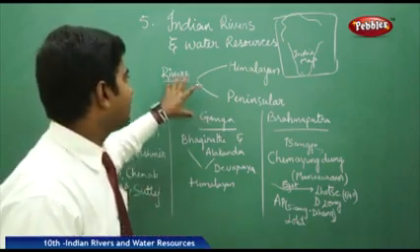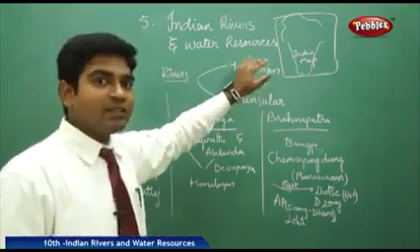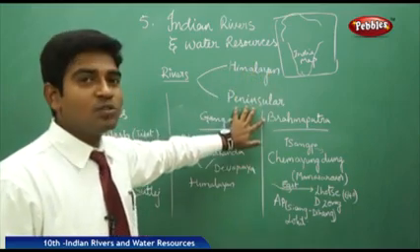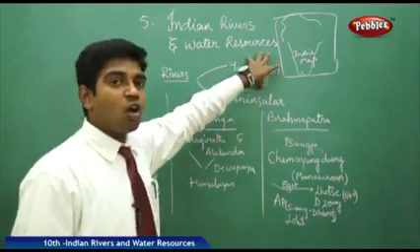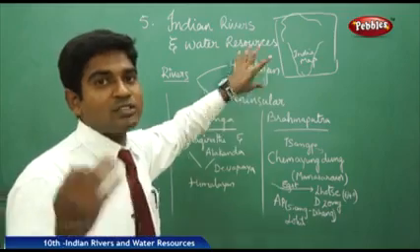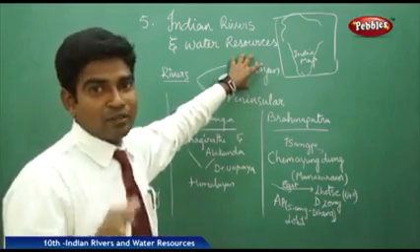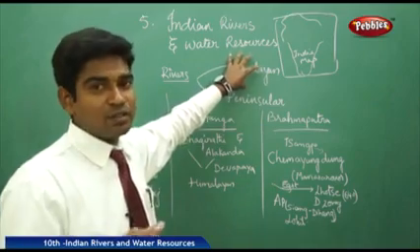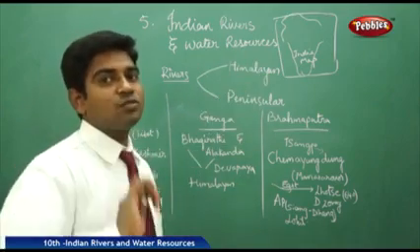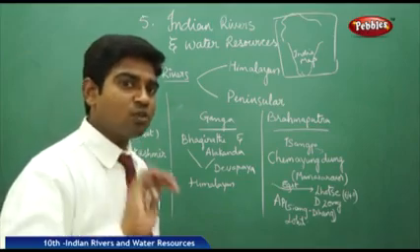We have mainly divided the entire set of rivers into two major categories, that is, the Himalayan rivers and the peninsular rivers. The rivers which originate from the Himalayan belt, or which get their source of water from the Himalayan region, are called Himalayan rivers. These are also known as perennial rivers because they flow continuously throughout the year.